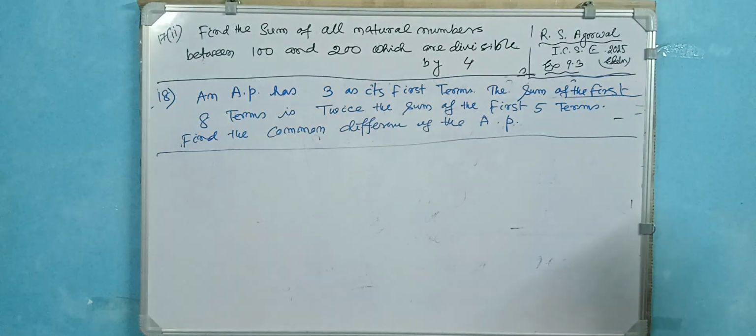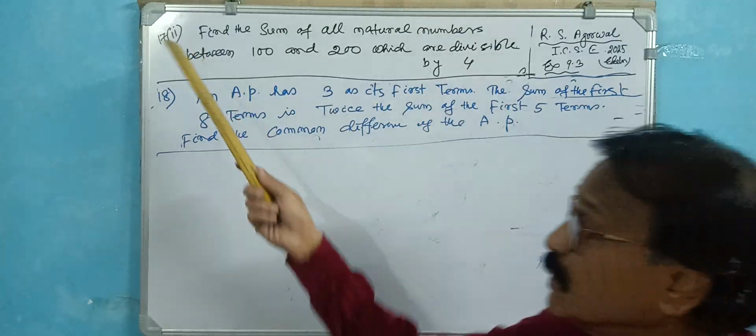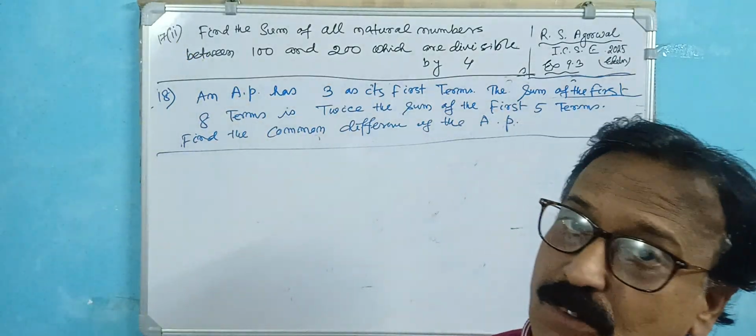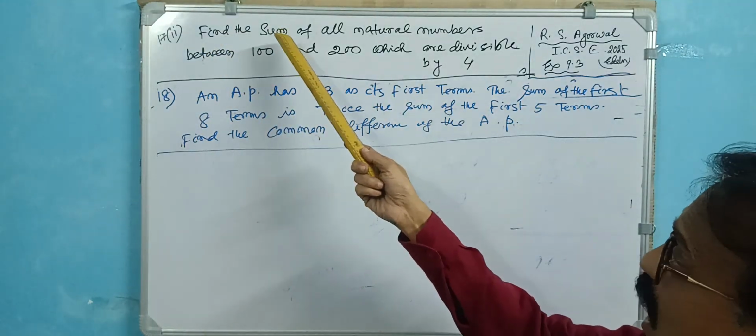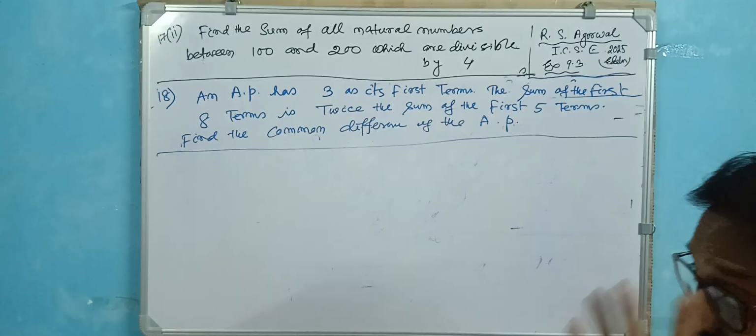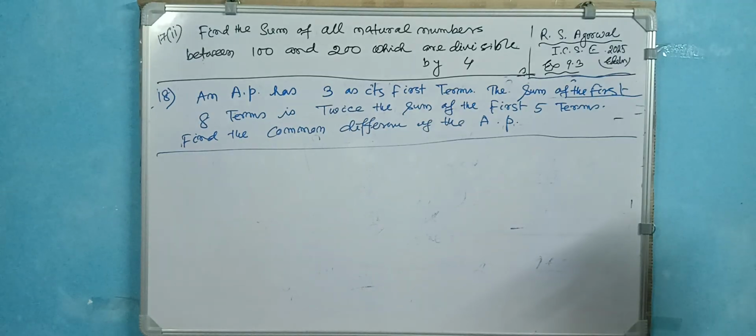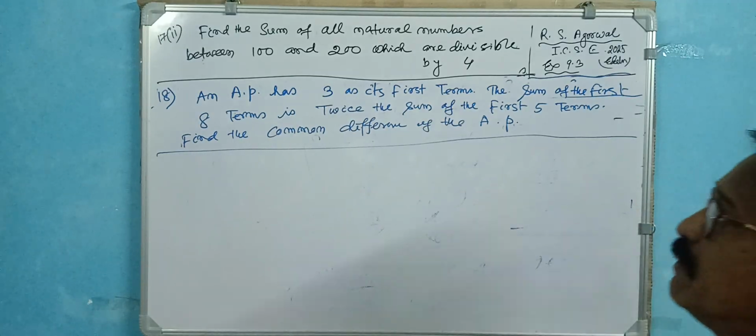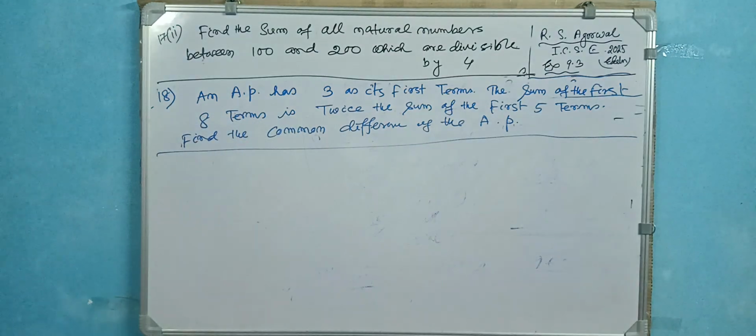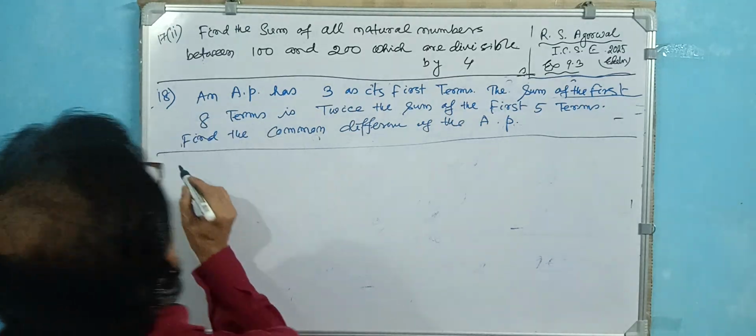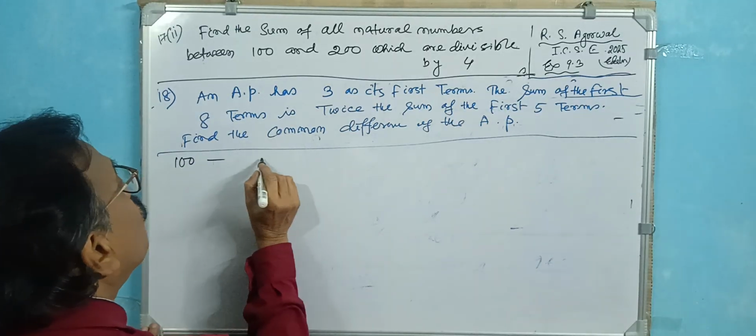So the I.C.S.E. RS Annual 2025 exercise 9.3, questions 17.2 and 18. Now the sum. The first sum is: find the sum of all natural numbers between 100 and 200 which are divisible by 4. Between, a very important thing is the word between. Between means 100 to 200.